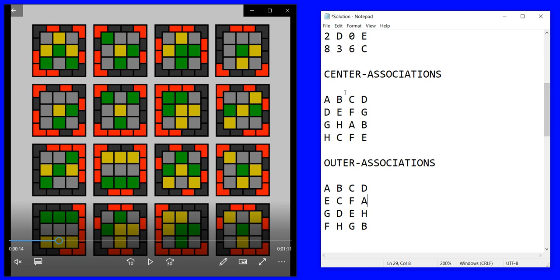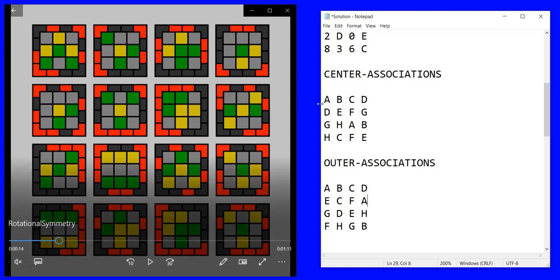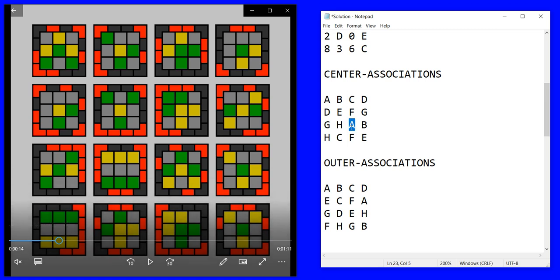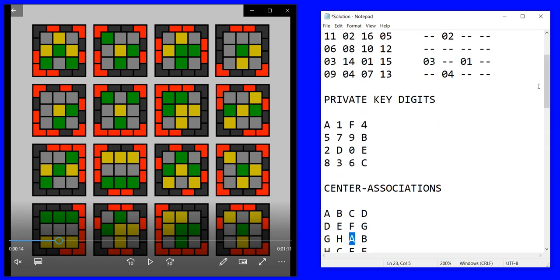Alright, so how exactly do these work though? So if a square rotates right, we're looking at the inner or the center association. So for example, if this upper square turns right, we're looking at its associated square, which is this other one labeled A in the center associations grid. And then we're just looking at this position in the private key digits table, which is a 0. So that's square in the grid based on the initial ordering.